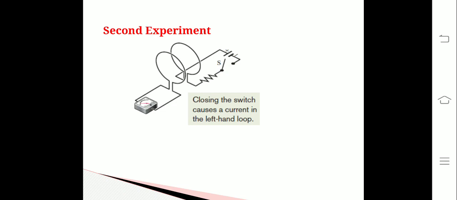If we switch off the current in the right-hand loop, another sudden and brief induced current appears in the left-hand loop, but in the opposite direction. We get an induced current only when the current in the right-hand loop is changing, and no current when it is constant.